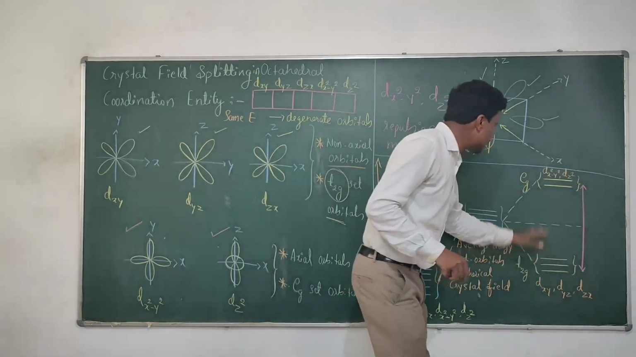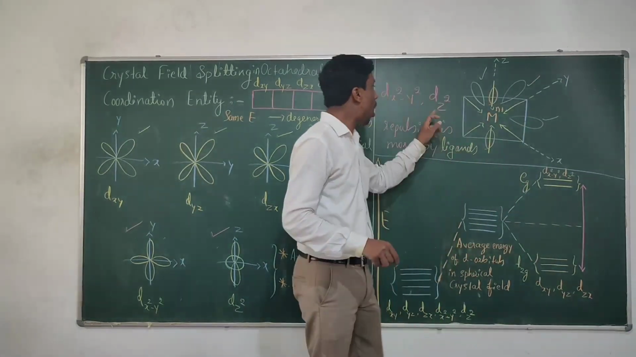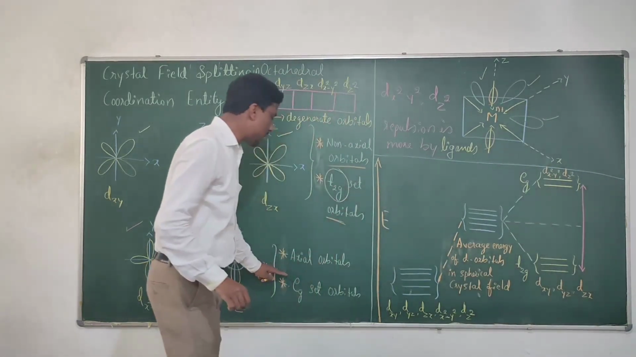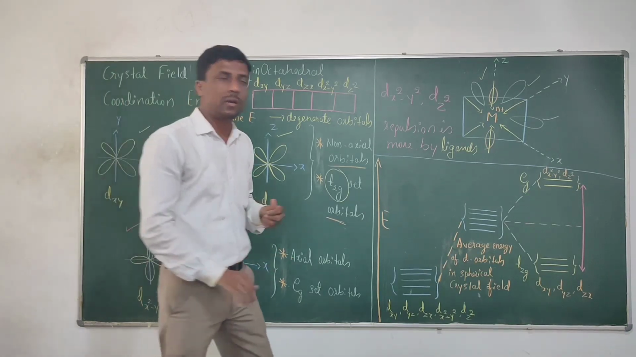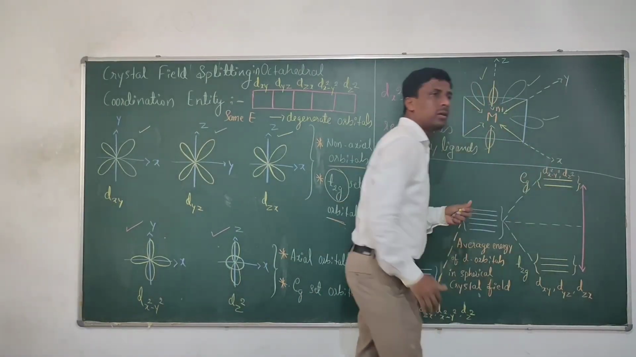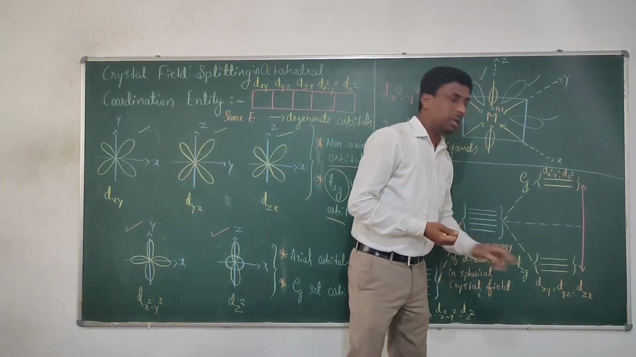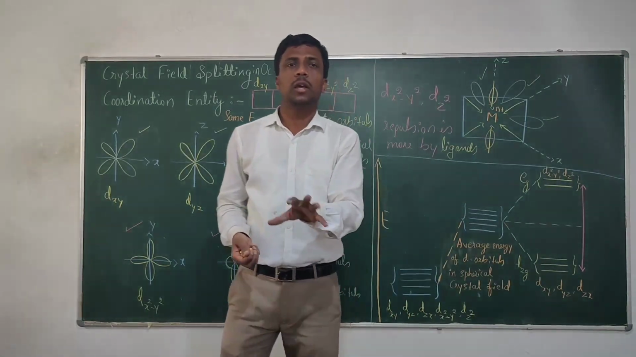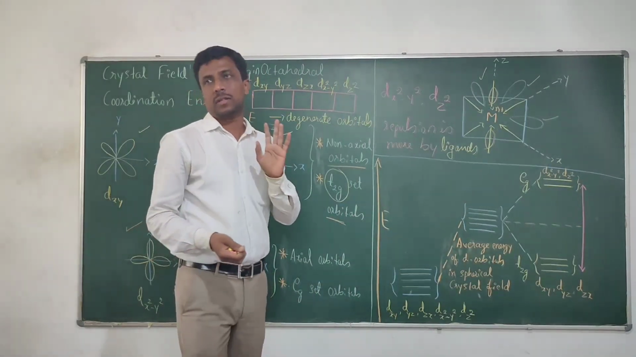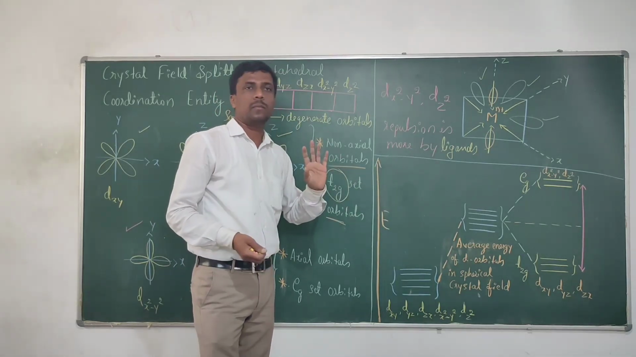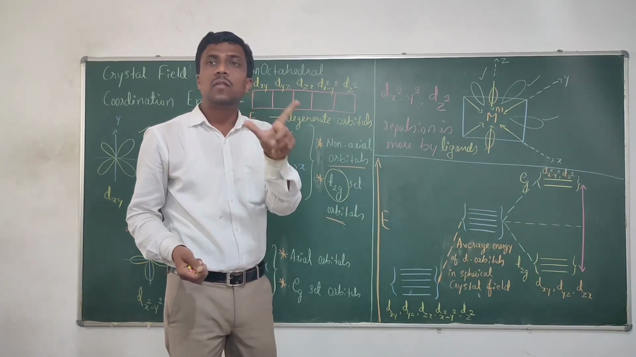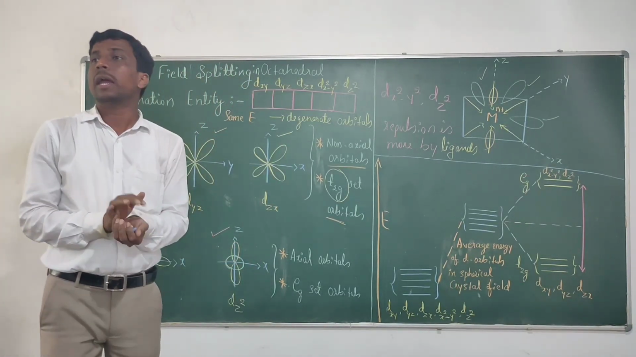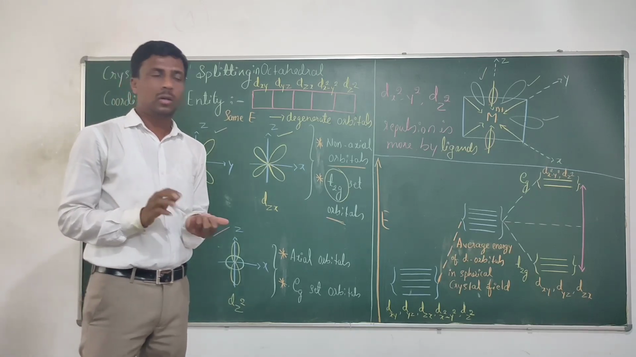Now this is in the case of octahedral geometry. In octahedral geometry, what happens? The each set of orbitals will experience more repulsion. Their energy has risen compared to the 3 orbitals. These 3 orbitals in this set of orbitals will have less repulsion. Therefore, their energy is decreased. This is the diagram which is showing the crystal field splitting of the d orbitals in octahedral coordination entity. Understood or not? Okay.